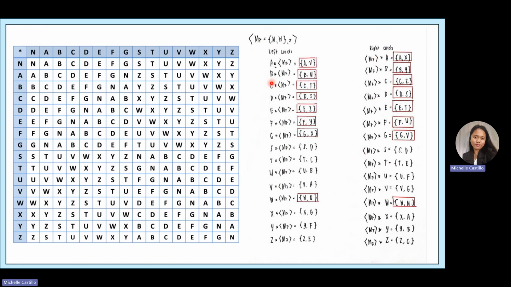So let's operate this b star M sub 7. We have b star n is equal to b, then b star w is equal to u. That's why b star M sub 7 is equal to b and u. Then for its right coset, we have n star b is equal to b, then w star b is equal to y. That's why M sub 7 star b is equal to b and y.